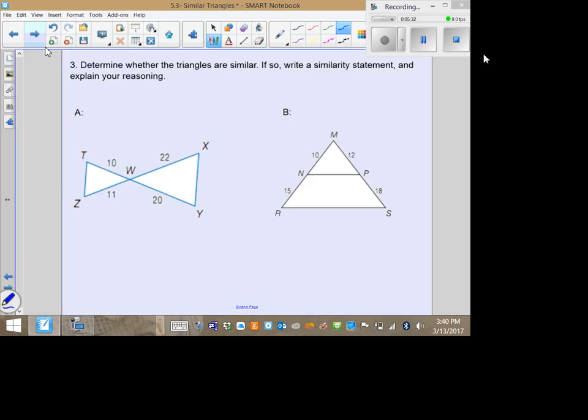So determine whether the triangles are similar, and if so, write a similarity statement.